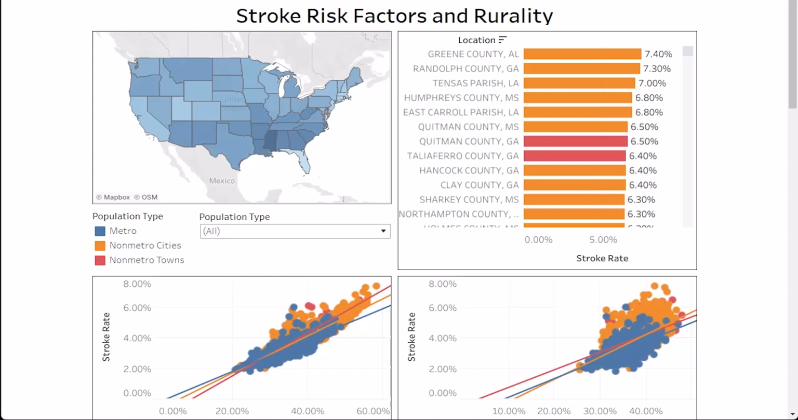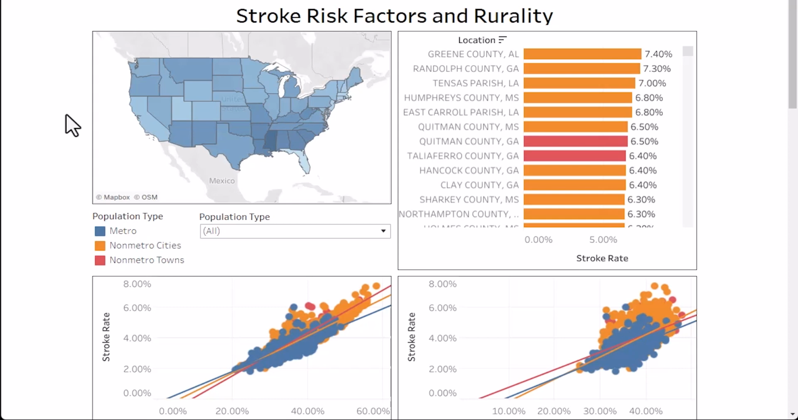In this video, we're going to take a look at the stroke risk factors and rurality dashboard. To begin with, in the upper left-hand corner, we have a map of the United States where the states are shaded in different shades of blue. Those states with darker shades of blue have higher stroke rates than those in lighter shades of blue, which have lower rates of stroke.